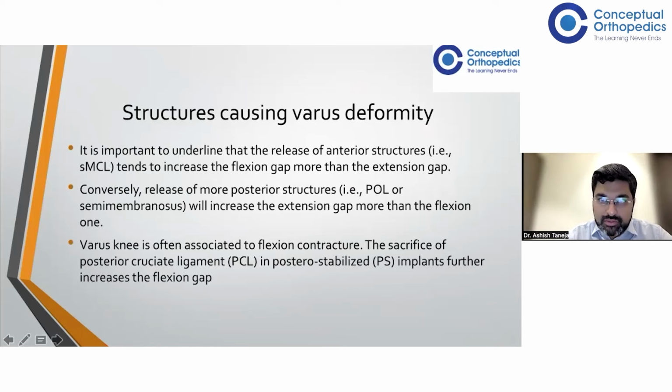So as we discussed, release of anterior structures will always increase the flexion gap, while release of posterior structures like POL, semimembranosus will increase the extension gap. Oftentimes, varus knee will always have a flexion contracture as well. And by releasing PCL, we will increase the flexion gap. So this is what you should be remembering. Release of anterior structures helps in improving the flexion medial gap. Releasing of posterior structures helps in releasing the medial extension gap. And PCL will help in improving the flexion gap.